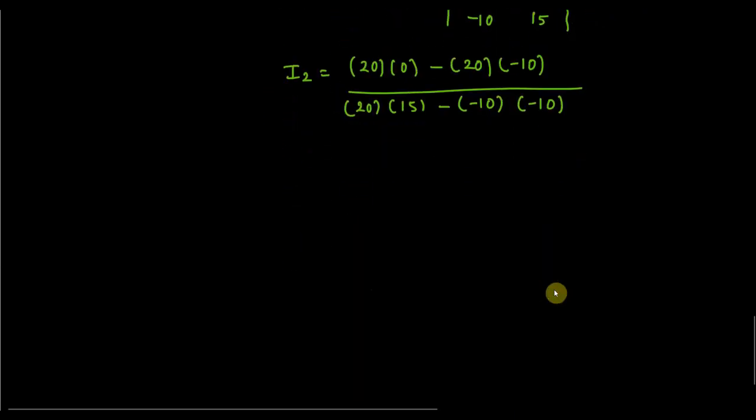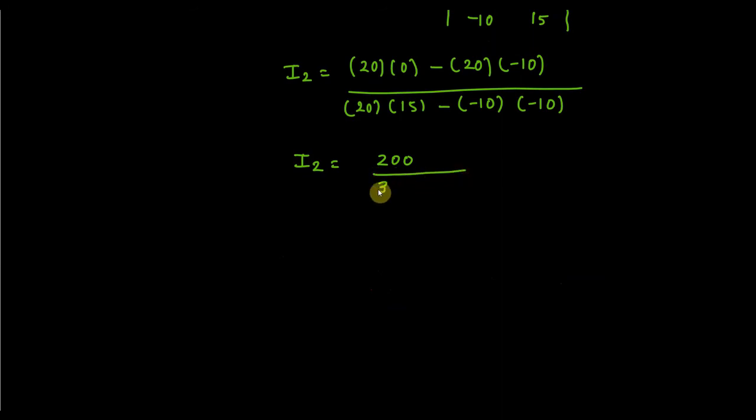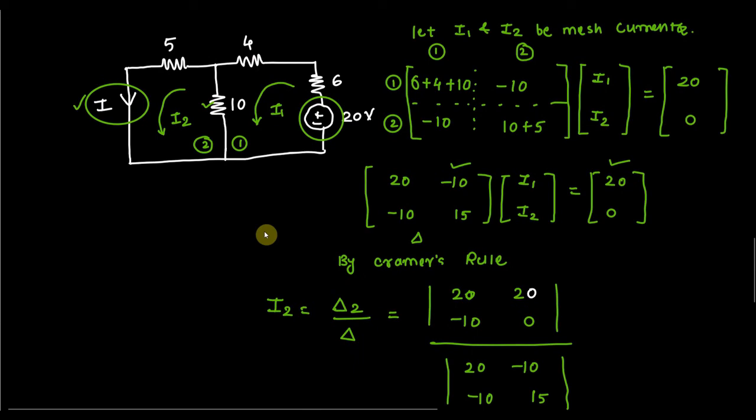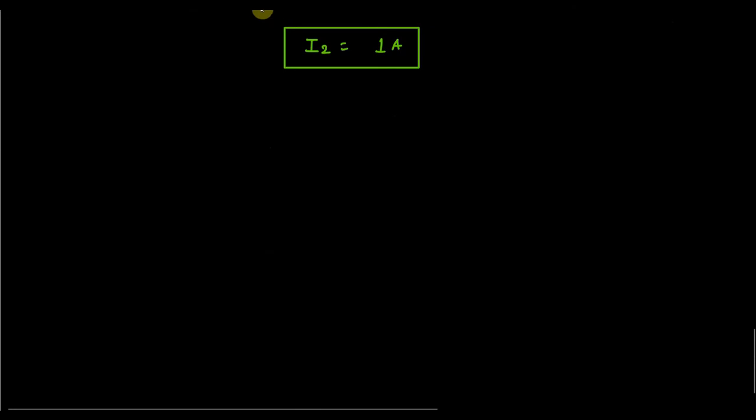Now if you solve this I2, this will come out to be 200. Yes, this will be 300 minus 100. So it is 200 upon 200. So what is the value of I2? Your value of I2 comes out to be 1 ampere. But we are interested in value of I, and you can see that from network your I2 is same as I. So I will write the next step.